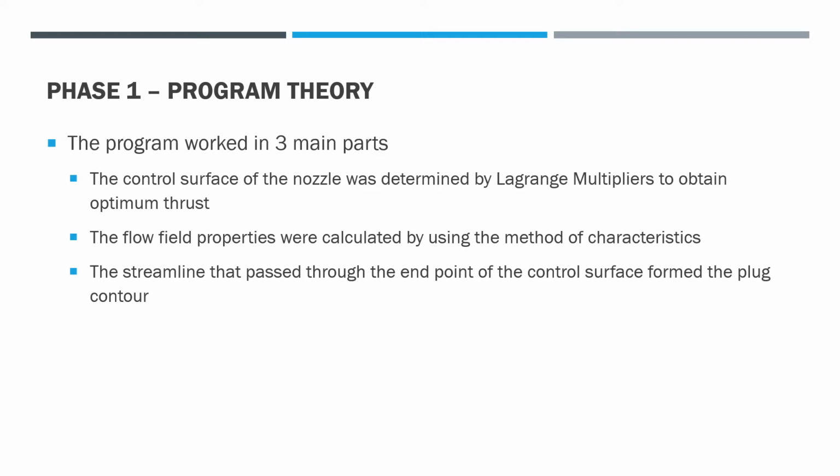First, the control surface of the nozzle was determined by Lagrange multipliers to obtain the optimum thrust. Then, the flow field properties were calculated by using a method of characteristics, and then finally, once the control surface had been generated, the streamline that passed through the end point of the control surface formed the plug contour.